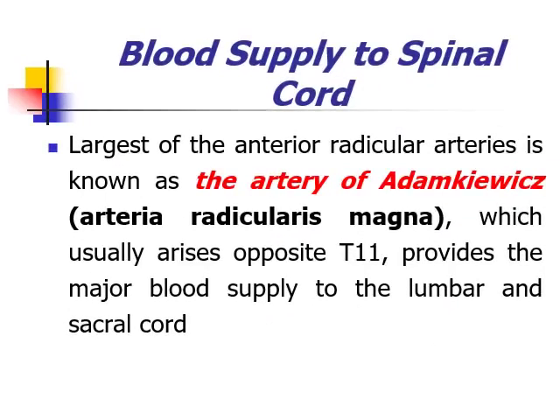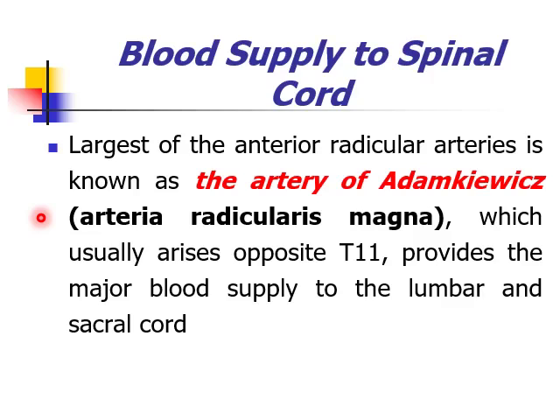The largest of these anterior radicular arteries is called the artery of Adamkiewicz, or arteria radicularis magna. This is one of the segmental arteries. One of the largest of these segmental arteries usually arises opposite thoracic vertebra number 11, and it provides a major blood supply to the lowermost part of the spinal cord, usually at the lumbar and sacral parts of the vertebral column and the spinal cord.